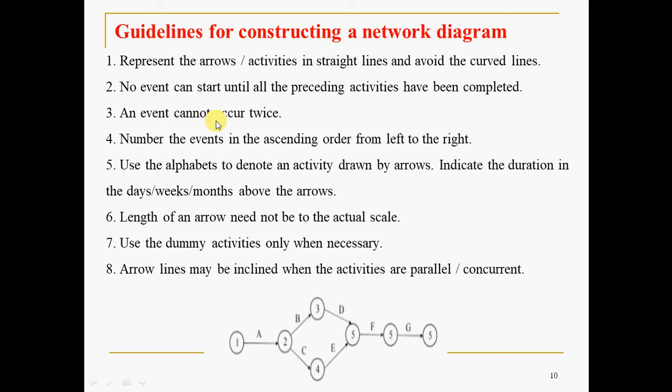An event cannot occur twice. I mean, node numbering should not be repeated. Number the events in ascending order. All these are very simple, and the same things have been followed here. So ascending means 1, 2, 3, 4, 5. Randomly you are not supposed to name. Length of an arrow need not be to the actual scale.